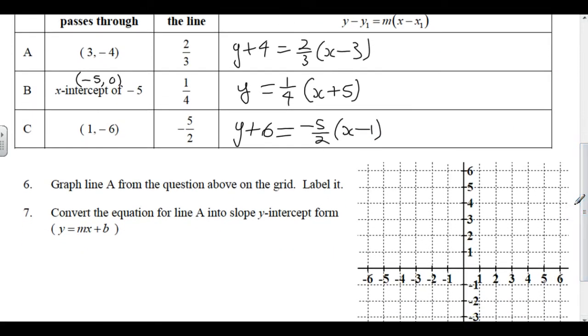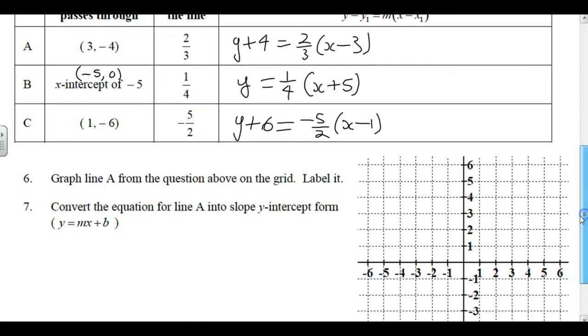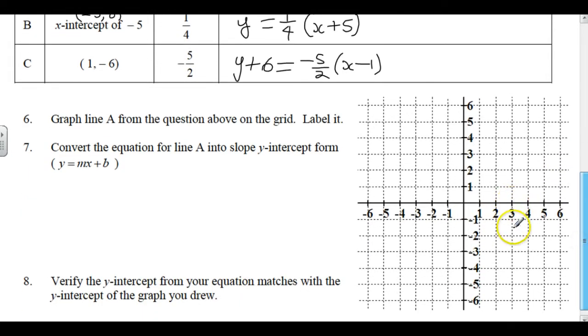Graph line A from the question above on the grid and label it. Graph the line. So remember, graphing, we don't really need anything fancy, right? It passes through 3, negative 4, and has a slope of 2/3. Passes through 3, negative 4. Slope of 2/3 is up 2, 1, 2, 3 to the right, and down 2, 1, 2, 3 to the left.